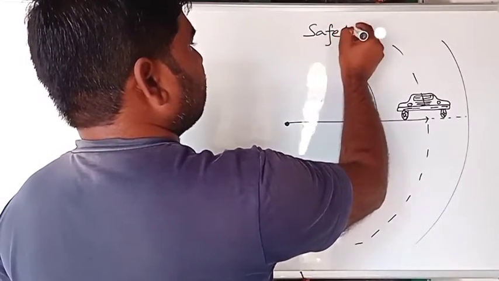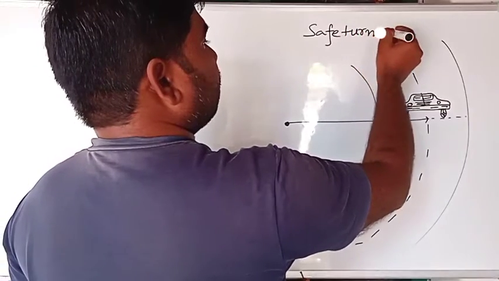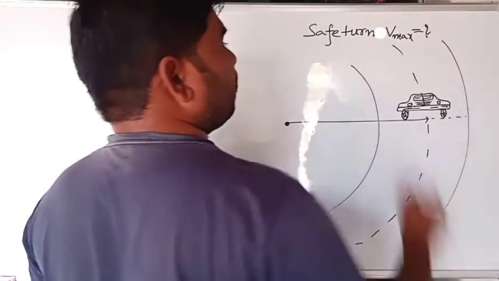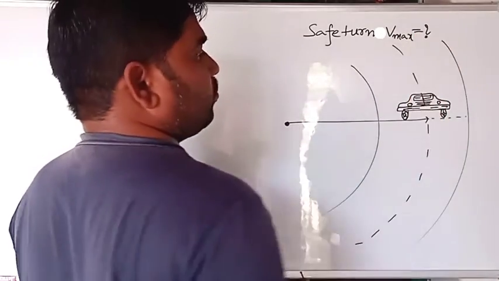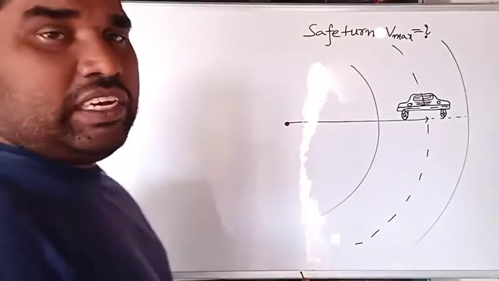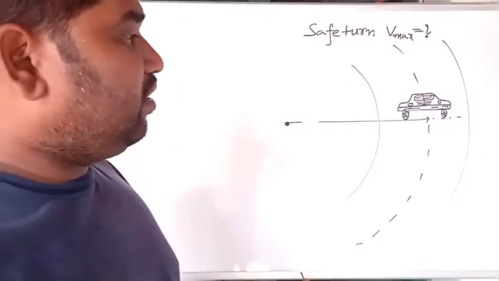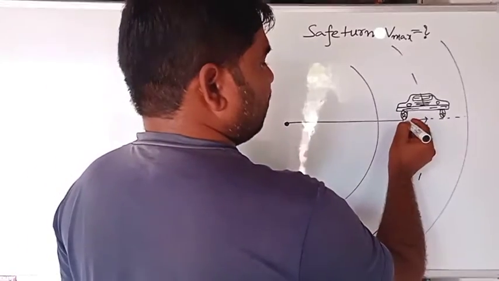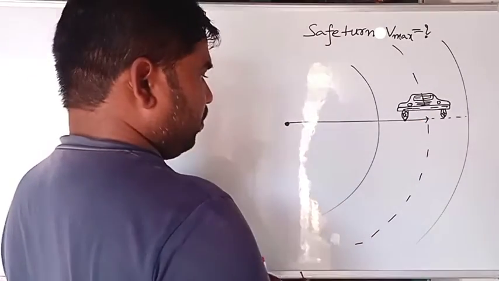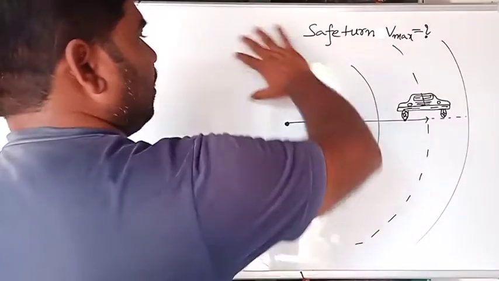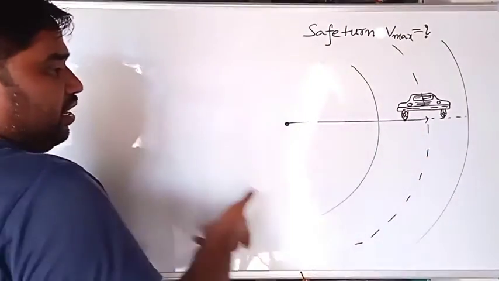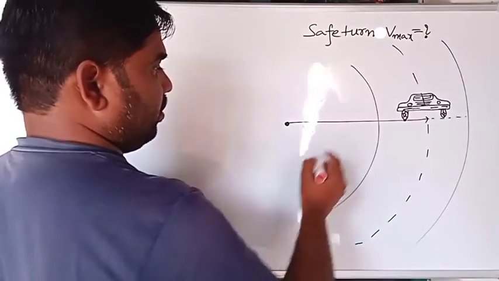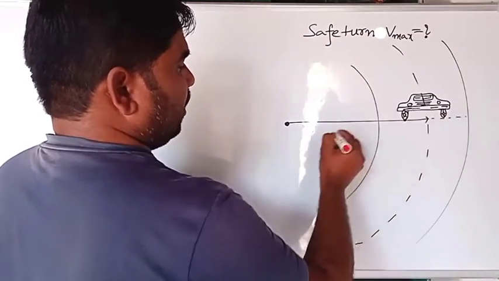For a safe turn, what is the maximum velocity? So now we have to study what are the forces acting on the car. This is a circular track, that's why it has some radius. That radius you assume as capital R.